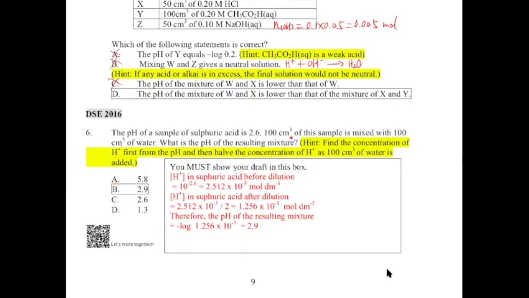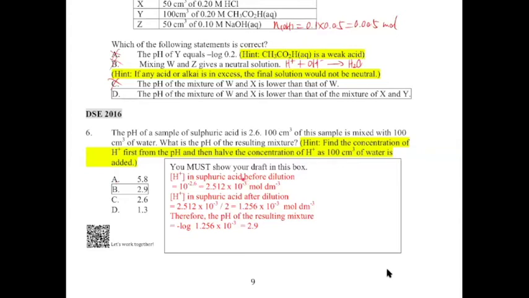Before we dilute it, we know the pH, and we know it's a strong acid, so we can work out the concentration of hydrogen ion. It should be this one, 10 to the power of minus 2.6. So that's the concentration for hydrogen ion.